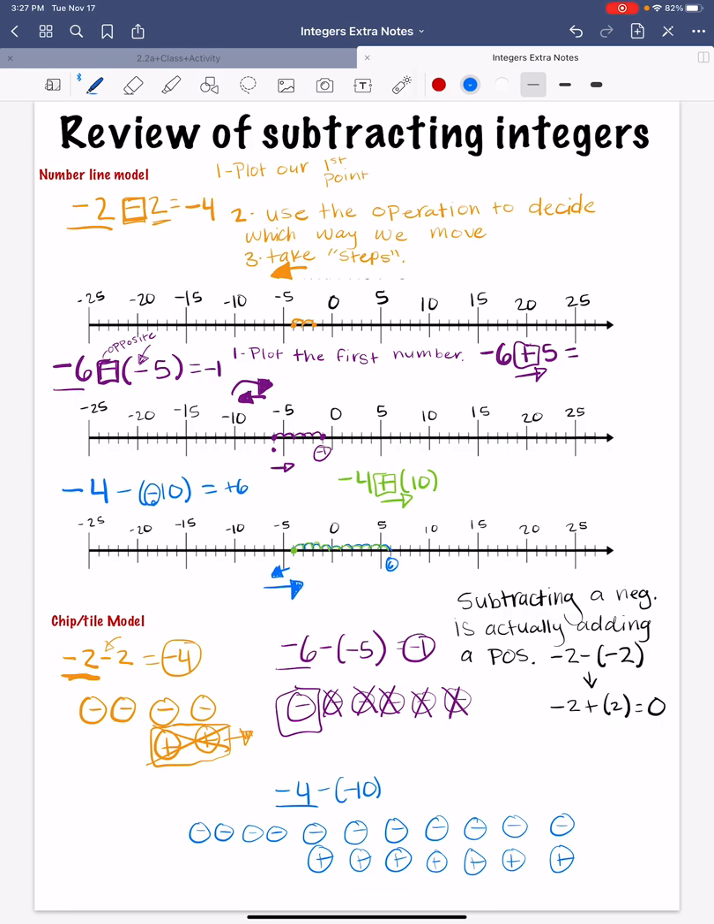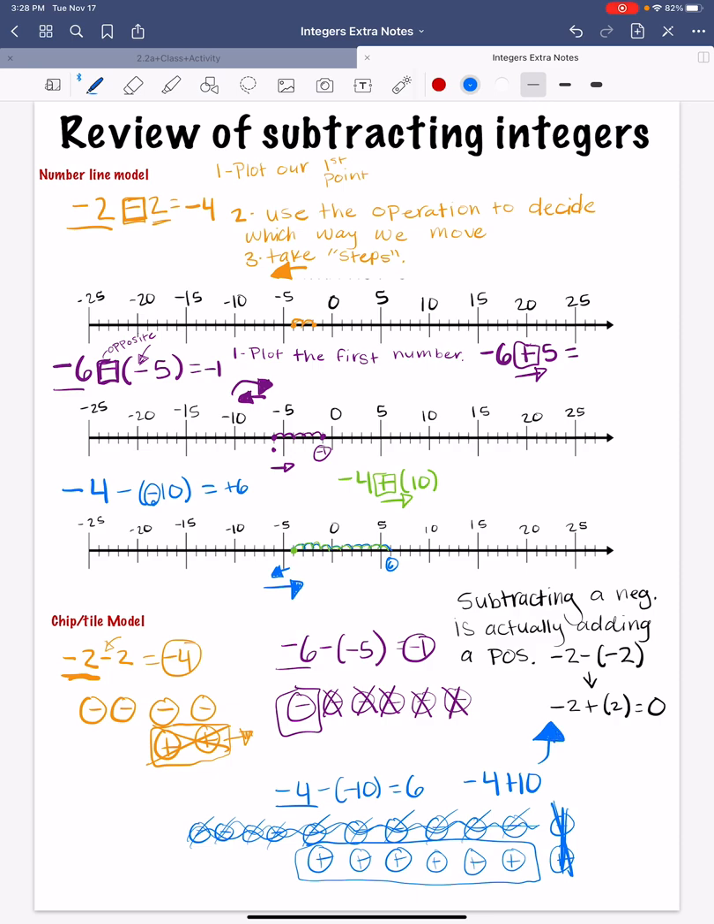Okay, so now we're going to take away the 10 negatives that we needed to. 1, 2, 3, 4, 5, 6, 7, 8, 9, 10. So we got rid of all 10 of these. And then, after we took away the ones we needed to, we still had this pair that could cancel out. So we're going to cancel them out. And we are left with 1, 2, 3, 4, 5, 6 positives. 6 positives. Okay? So remember, that could have been the same thing as -4 plus 10 because of this little rule up here.